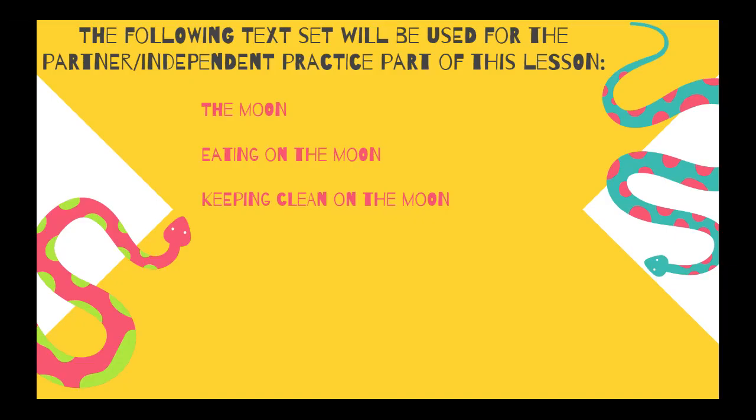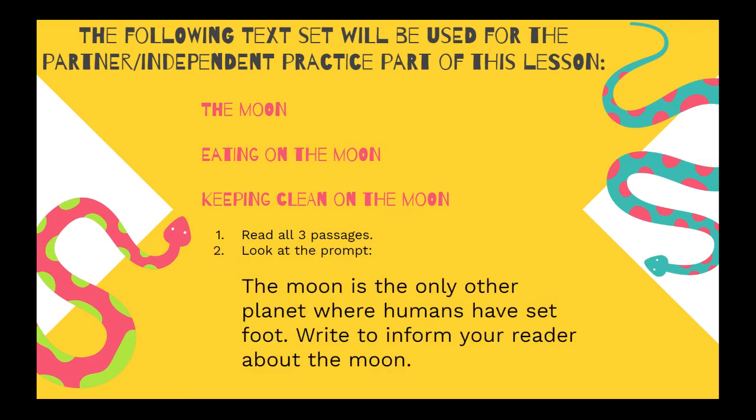All right, guys, we're going to try one together. So I need you to get out the text set for the moon, and this is going to be the text set that you'll use for partner or independent practice. First, you're going to read all 3 passages, and then when you're done reading those 3 passages, I want you to look at this prompt.